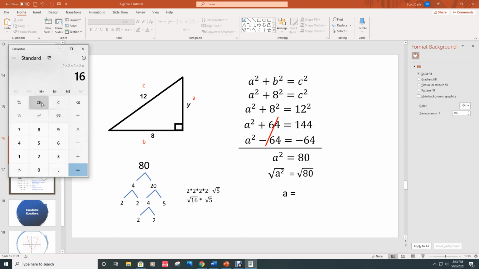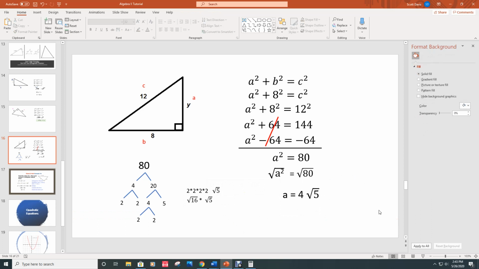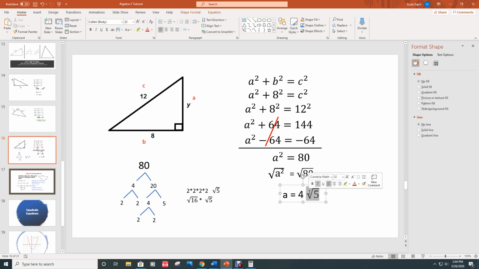Does the square root of 16 have a perfect square? It does, I promise you, because you just figured that out by doing 2 times 2 times 2 times 2. So 16, let's find out what the square root of that is. 4. The way you're going to write your answer is the one that has the perfect square, this 16 here, 4 goes here. And this one that does not have a perfect square is going to go right next to it. So your answer is A equals 4 square root 5. It really means 4 times the square root of 5. But this right here is your answer given in the lowest radical form.